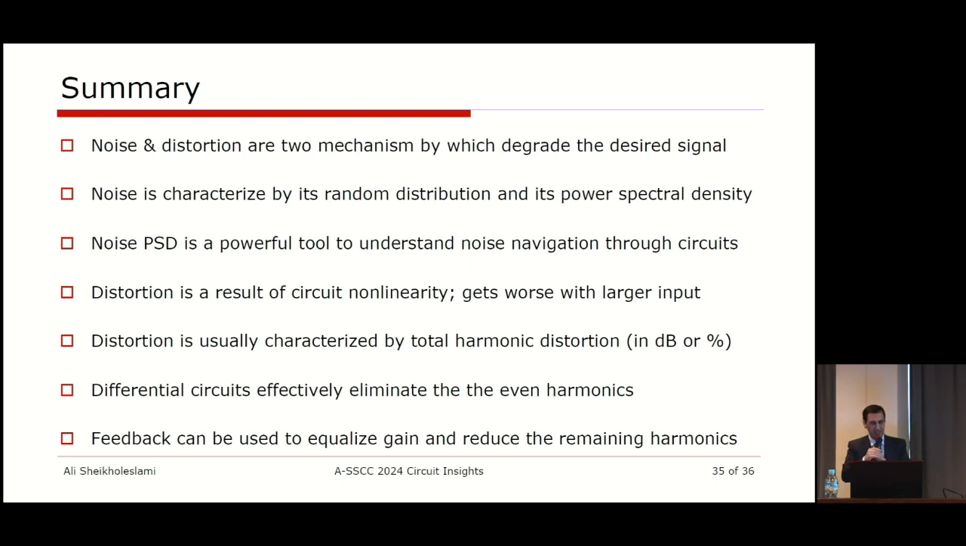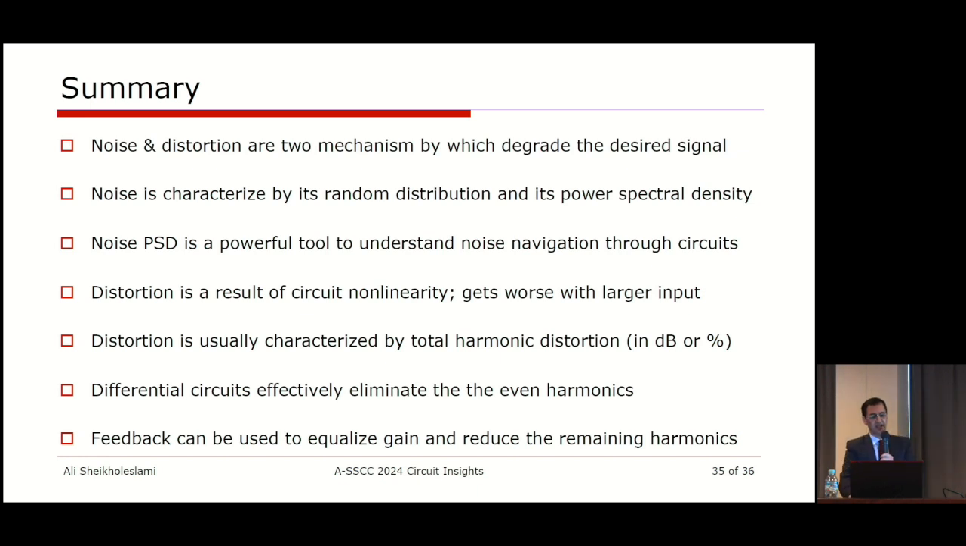Distortion, on the other hand, is a result of circuit nonlinearity, right? This was because of nonlinearity. And it gets worse, of course, with larger input, because that nonlinear behavior gets worse with larger input. We characterize distortion by total harmonic distortion, but if you want to be more accurate, you can characterize distortion by looking at every new harmonic that is generated. What is the power of every harmonic that is generated by the circuit but did not exist at the input? That is how we characterize distortion.